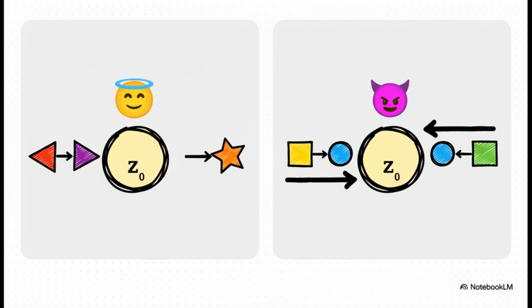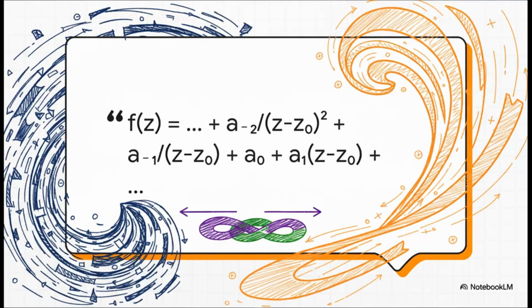A Taylor series can only build outward from its center point, using positive powers. But the Laurent series has a superpower. It can also build inward, toward the glitch, using negative powers. These negative power terms, things like 1 over z minus z0, are the special tools that are perfect for describing exactly how the function behaves right next to that broken spot. And this is what it looks like.